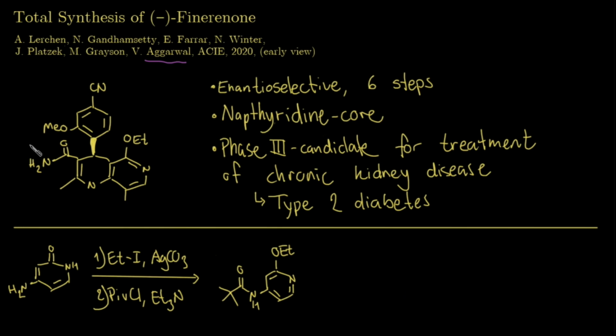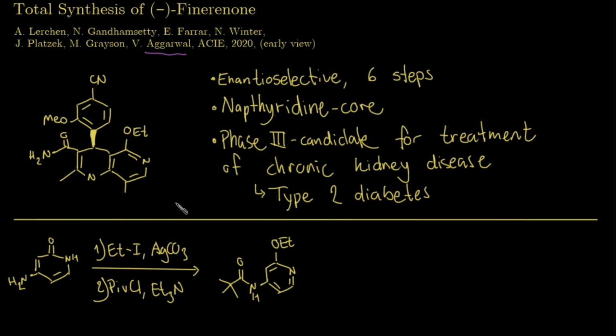And this is the structure of the compound that they are synthesizing in this paper. It's conducted via an enantioselective 6-step synthesis, as we can see I've written here. And it has this rather particular naphthyridine core. Furthermore, this compound is really interesting because the reason why the Aggarwal group decided on synthesizing it is that it's a phase 3 candidate for treatment of chronic kidney disease, which is something that type 2 diabetes patients often suffer from. So they actually produced this compound on a rather large scale in this paper.